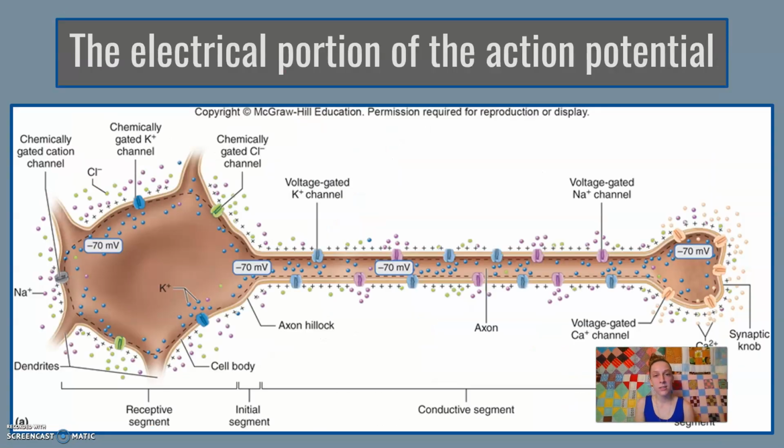Next we have the electrical portion of the action potential. This is a resting membrane of a neuron. It is negatively charged on the inside at about negative 70 millivolts, and on the outside it is positively charged. As you see, there are cations, meaning positive ions, such as sodium and potassium.